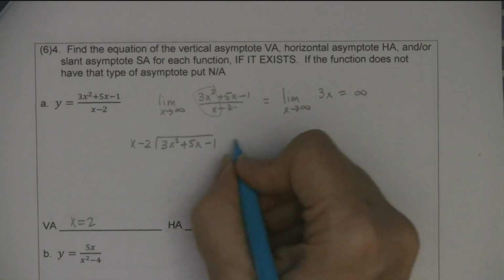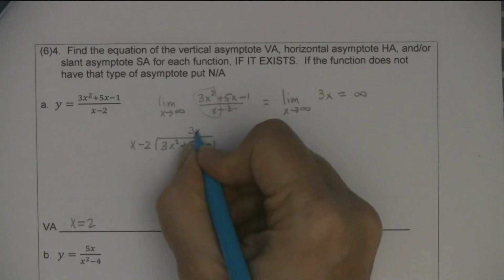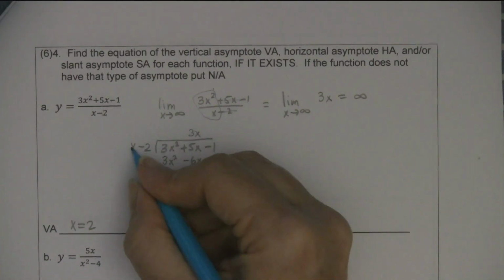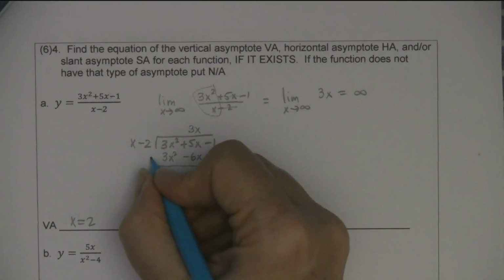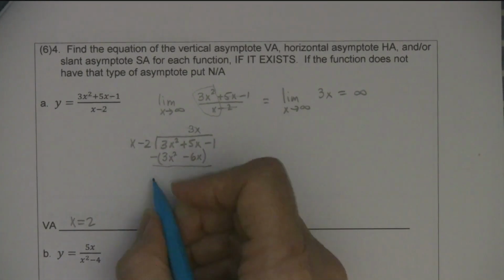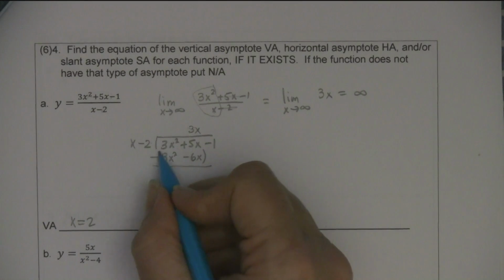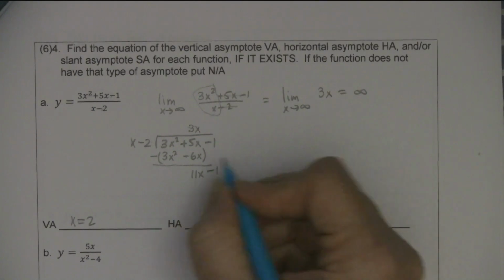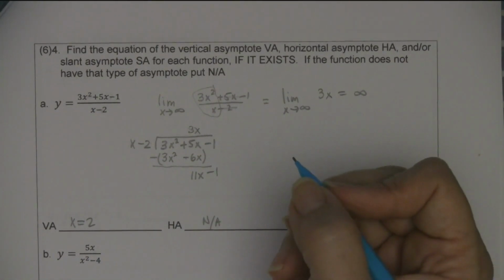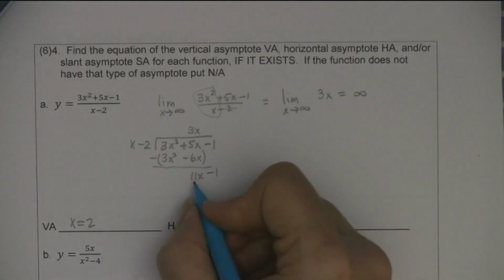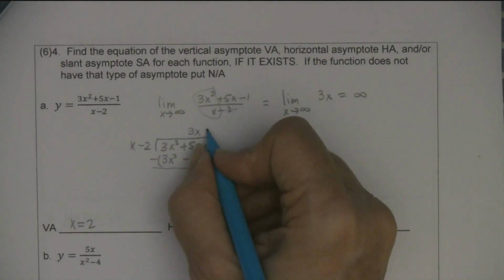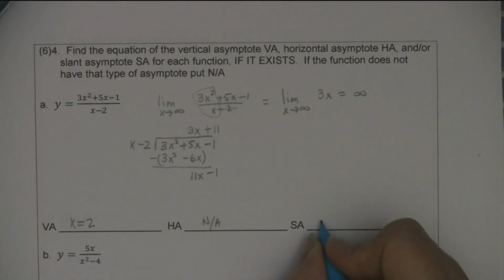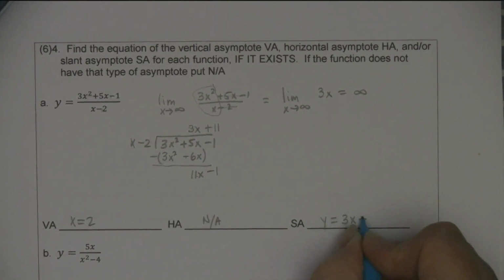Dividing the leaders, 3x squared divided by x is 3x. Multiplying, I get 3x squared minus 6x. Then I'm going to subtract, so distribute the negative. Here times here is 0, and here times here is a positive, and when you add them, you get 11x minus 1. You could rewrite that if you liked, but it's too messy to write. So when you divide these leaders, plus 11. That's the slant asymptote, so y equals 3x plus 11.